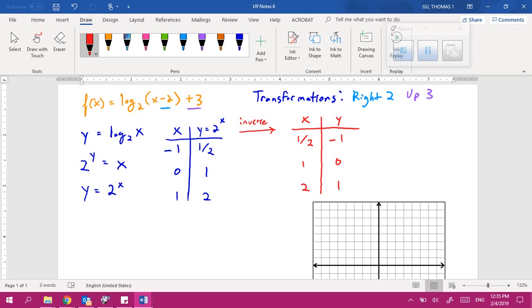That's right. Okay, so that is the parent function point for y equals log base 2 of x. Now we're going to apply the transformations to the table and get our final graph. So first transformation, right 2. What does that do to our table values?